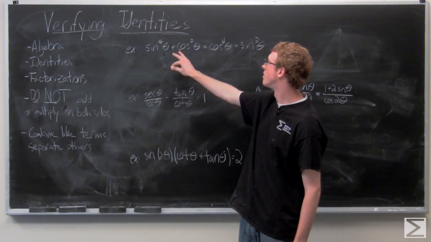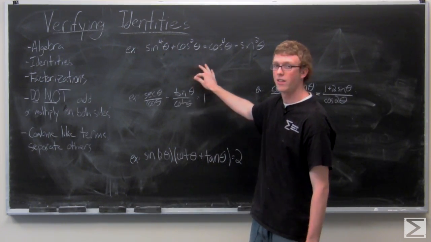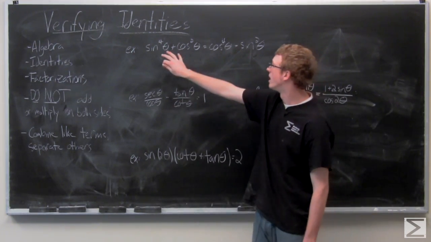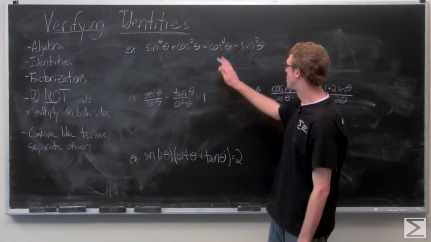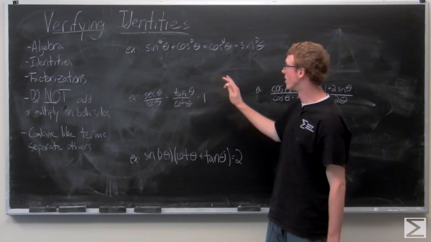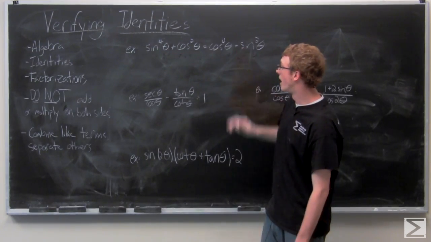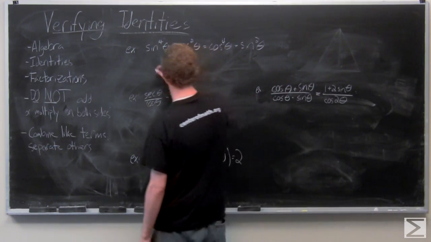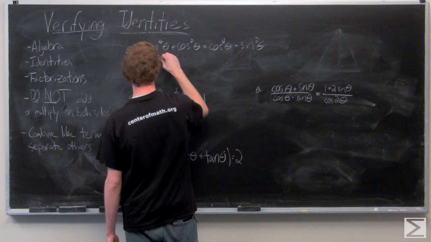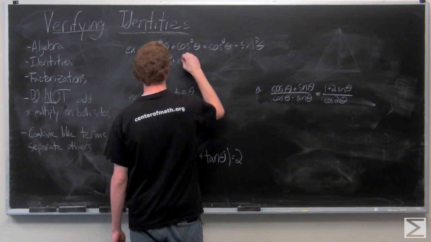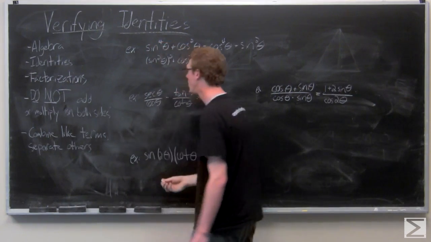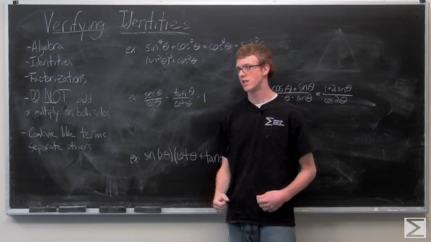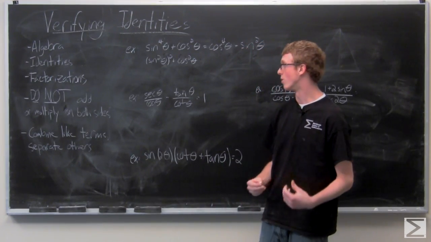Sine to the fourth theta plus cosine squared theta equals cosine to the fourth theta plus sine squared theta. So we're going to go ahead and work with the left side of this equation and leave the right side completely alone and see if we can manipulate this to become that. So the first thing I'm going to do is make this a sine squared squared. But we know from our first trig identity that cosine squared plus sine squared equals 1. So sine squared is 1 minus cosine squared.